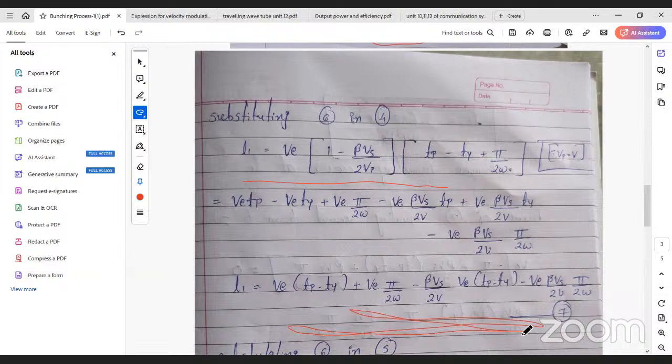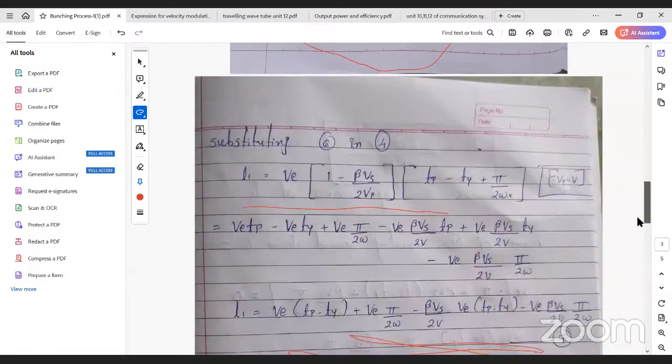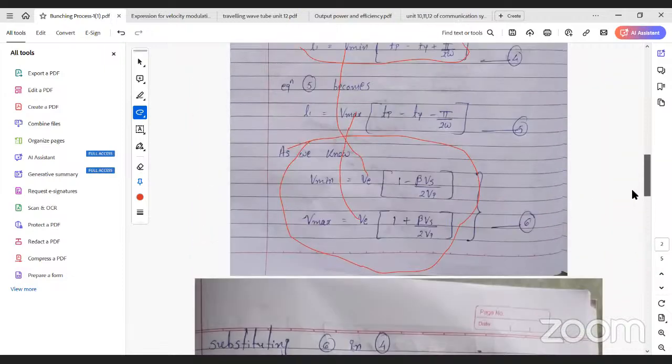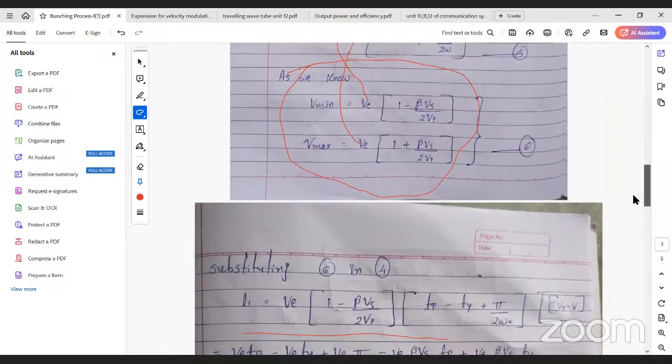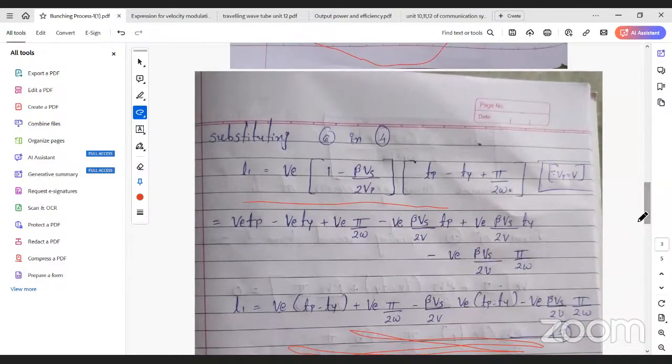I will send this one. We are calculating V max only for one, not for two at a time. I am checking for which one. I am calculating only the V minimum one, not V maximum. Step by step, internal multiplication.